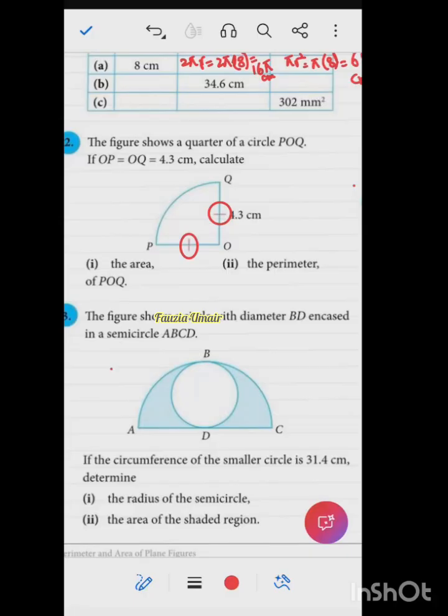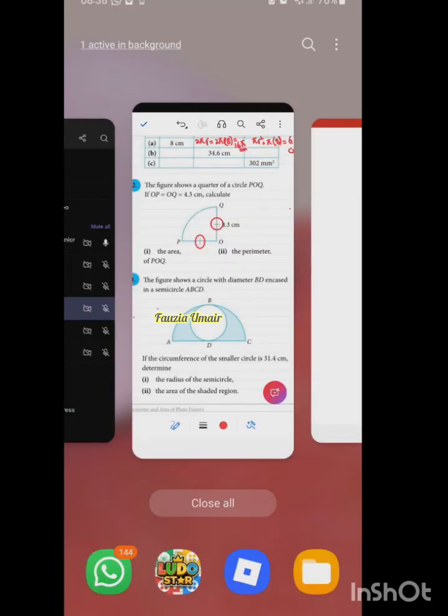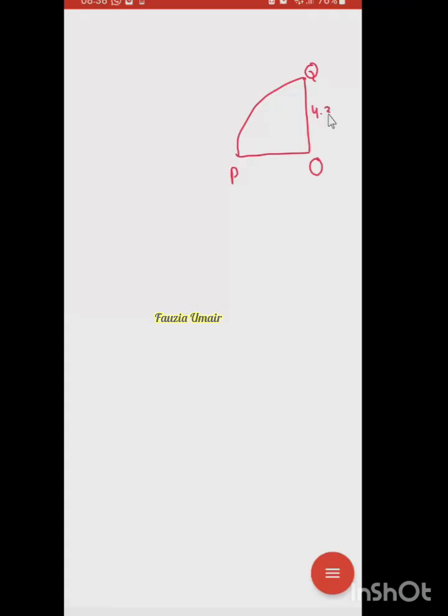So it's POQ. This is the quad of a circle, POQ, and the radius is 4.3 centimeters. We need to find the area as well as the circumference. Because it's not a complete circle, we will adjust the formulas accordingly.